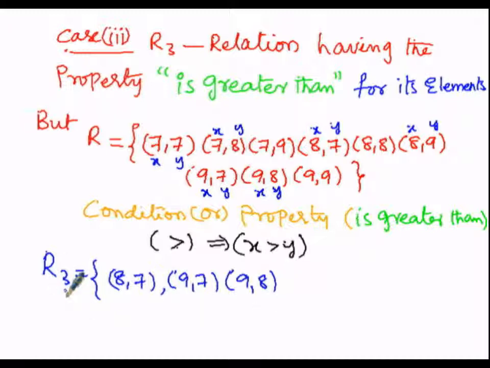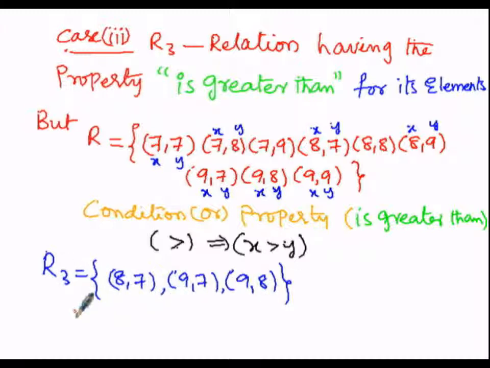But in the last ordered pair, x and y are both 9, they are equal, so it does not satisfy the condition x greater than y. Therefore only these three elements satisfy the relation greater than for R3. But here I have separated these three elements by commas, which gives the roster form, whereas we have to write the set builder form.